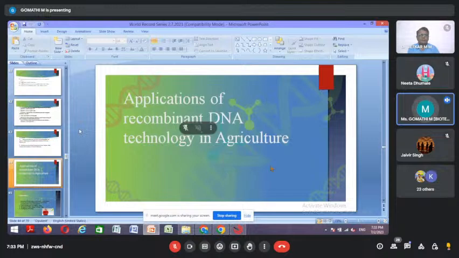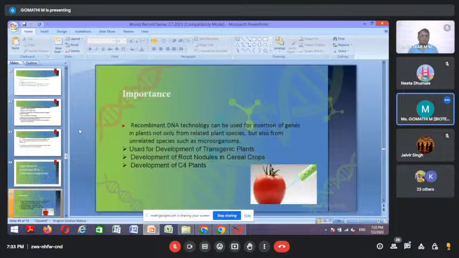Applications of recombinant DNA technology in agriculture. rDNA technology can be used for insertion of genes in plants, not only from related plant species but also from unrelated species like microorganisms. And this rDNA technology is used to produce transgenic plants, to develop root nodules in cereal crops, and to develop C4 plants.